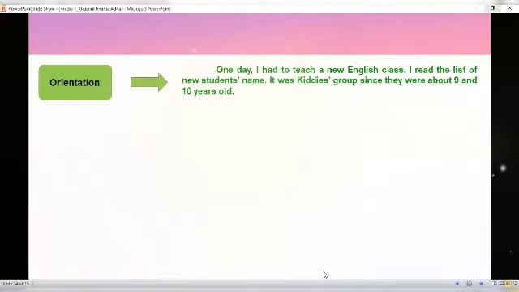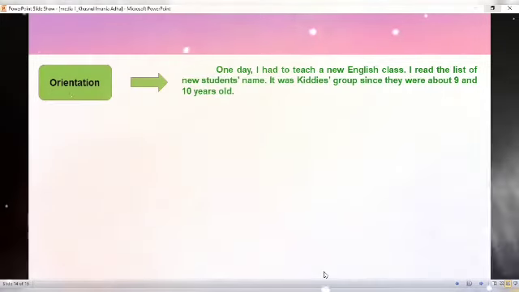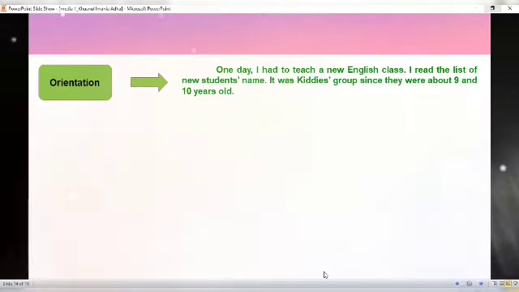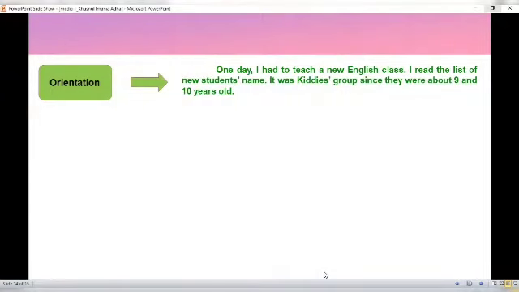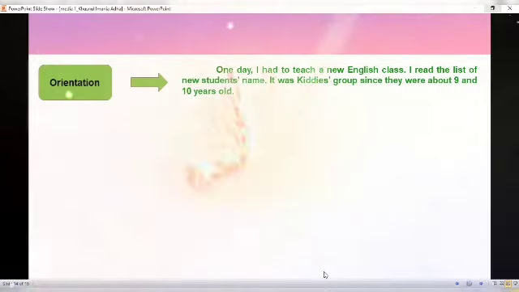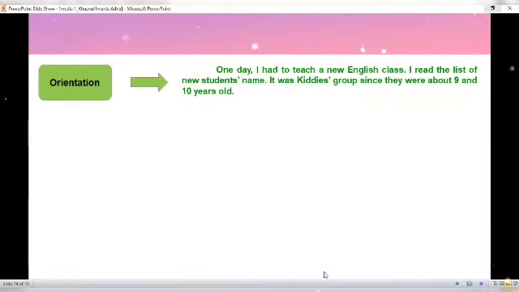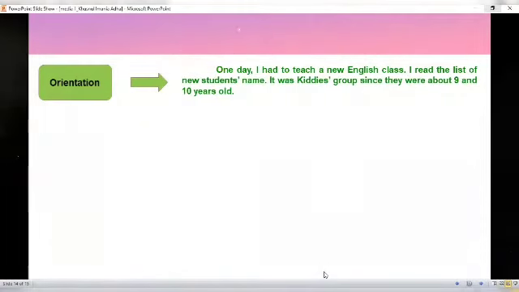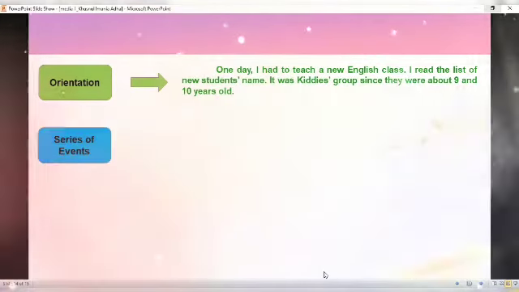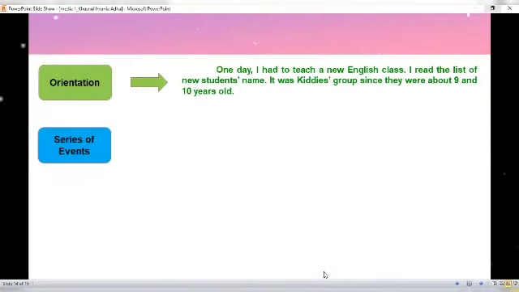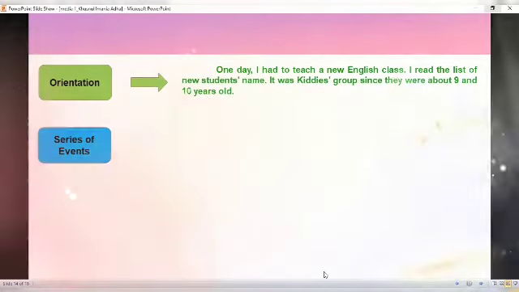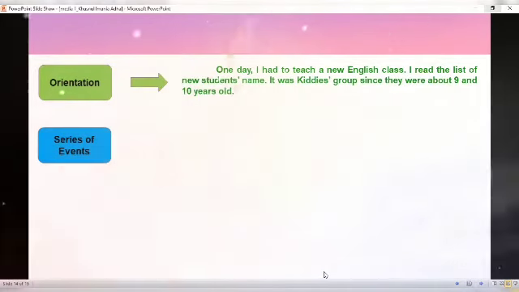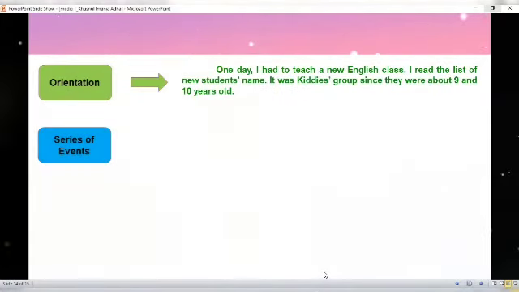Here. One day, I had to teach a new English class. I read the list of new students' names. It was Katie's group since they were about 9 and 10 years old. Okay, that is the orientation. Okay, next, series of events. Okay, you remember that series of events consists of 2 or 3 paragraphs. Let's see.